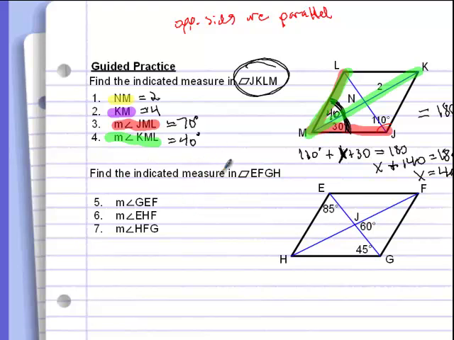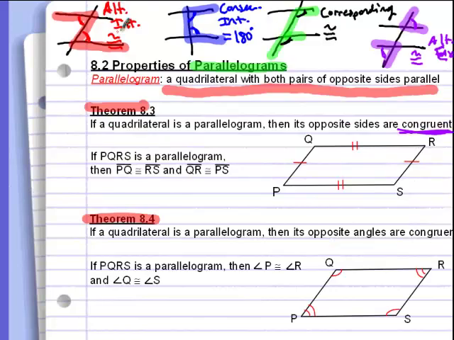It says find the indicated measure in parallelogram EFGH. So what I'm going to do is just go through and highlight these so we can solve them. Angle GEF is right here. And GEF is part of two parallel lines. And let me show you something. We have a parallel line and a parallel line cut by a transversal. Now those form alternate interior angles, and I hope you can see that. Alternate interior angles are the Z. Alternate interior angles are congruent.